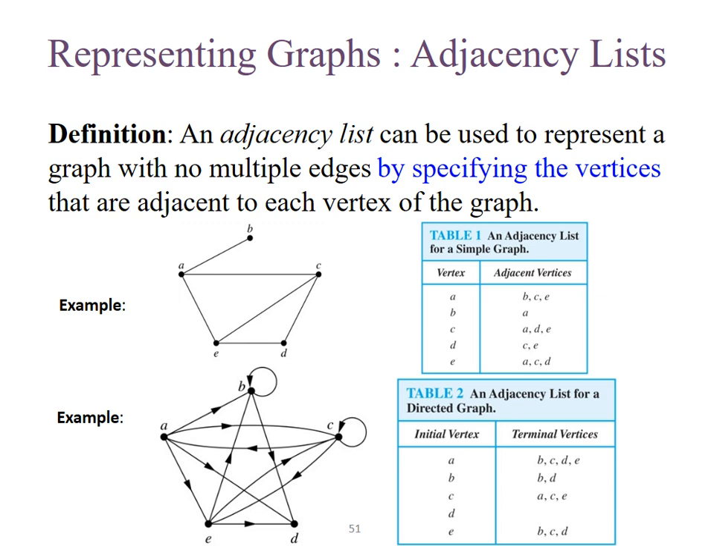Okay, so maybe we can check what are all the adjacent vertices of vertex B. So B and B, right? Only 2 vertices. So for the second row, B is adjacent to B. So in this case, you only need to discover what is the initial vertex and what is the terminal vertex, and you can denote this adjacency list.